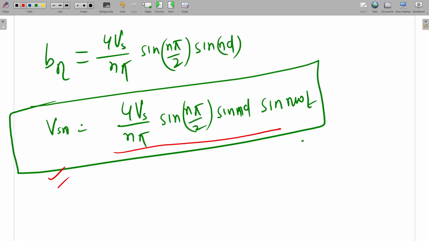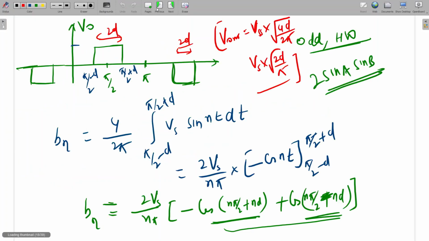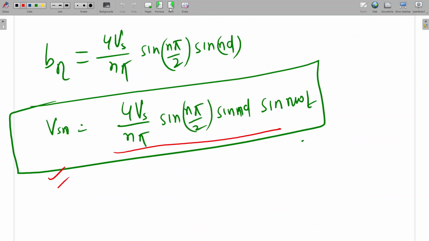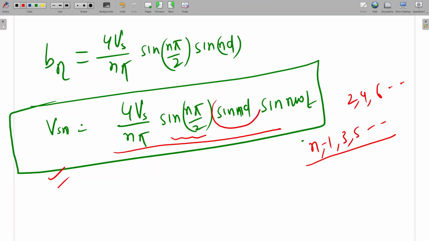For the third harmonic, will it be there here? Can you tell which harmonic will be there? Even will be there? If I put 2, 4, 6 will be there? Can anyone tell? See this factor, what will happen? For 2, 4, 6, it will be 0. So 0, sir. n is equal to 1, 3, 5 only it will be there. That also we can eliminate some harmonic based on this sin nd.